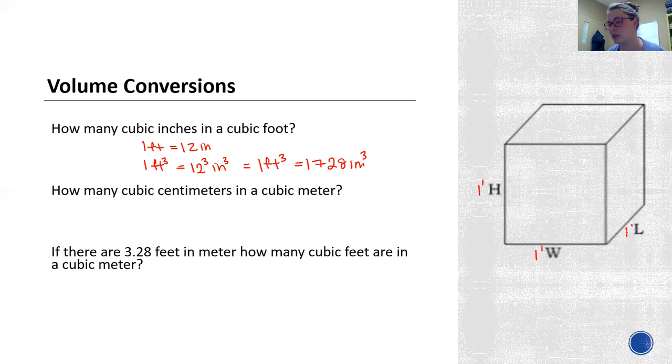All that comes from is 1 cubic foot would be 1 foot by 1 foot by 1 foot. That's equal to 12 inches by 12 inches by 12 inches. So we're just multiplying the three dimensions together. When all of them are the same, we cube it.